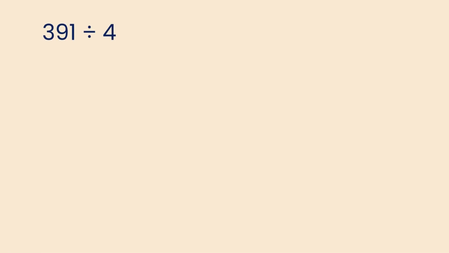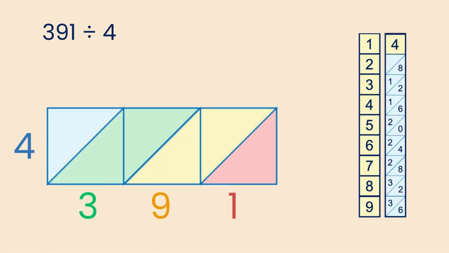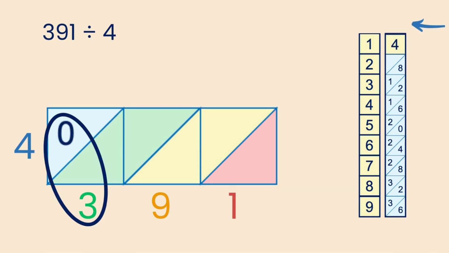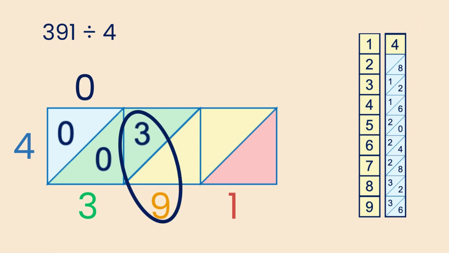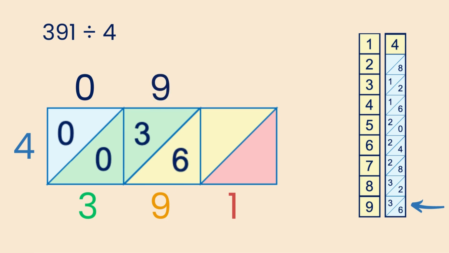391 divided by 4. We take the fourth bone this time, and as before, write 0 in the first triangle. There is no multiple of 4 that is smaller than 3, so we also write 0 in the next triangle, and write 0 on top of the table. We need the diagonal to add up to 3, so we need a 3 in the next triangle. Now we have 39. On the fourth bone, the biggest multiple of 4 that is still less than 39 is 36. We write this into the table, and as 36 is 4 times 9, we write 9 at the top. For the diagonal, 9 add 6 is 3, so we write 3 in the next triangle.